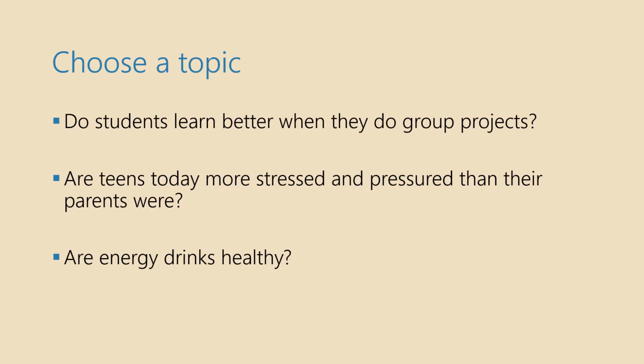Here are 3 topics you can choose from. Do students learn better when they do group projects? Are teens today more stressed and pressured than their parents were? Are energy drinks healthy? Okay, you got the topics, you know what to do. Step number 1, brainstorm. Each of these topics has its pros and cons. Write some arguments, provide examples, then choose your own position you would like to defend, so to say.